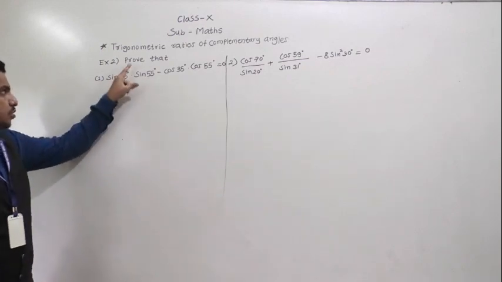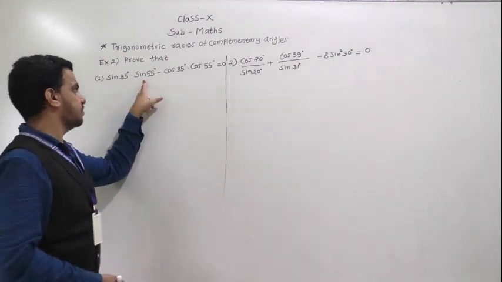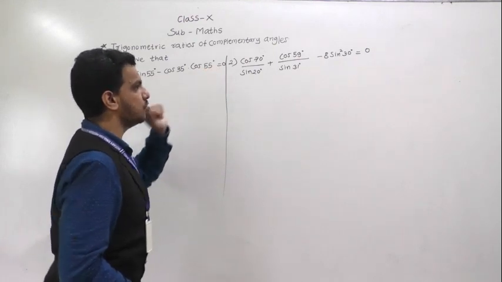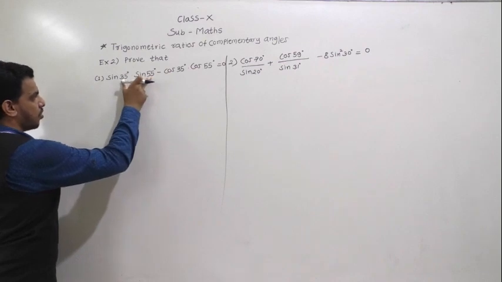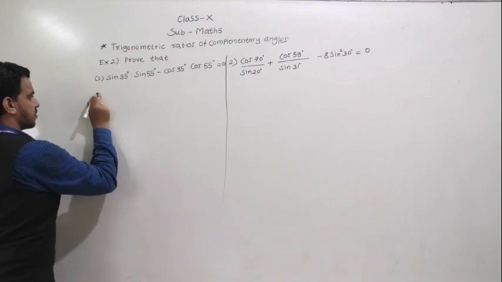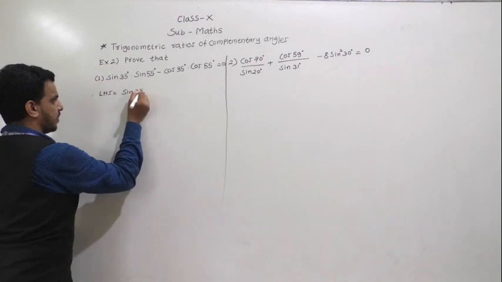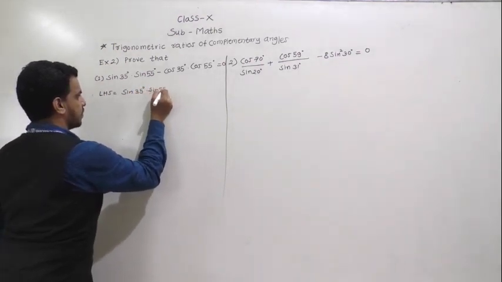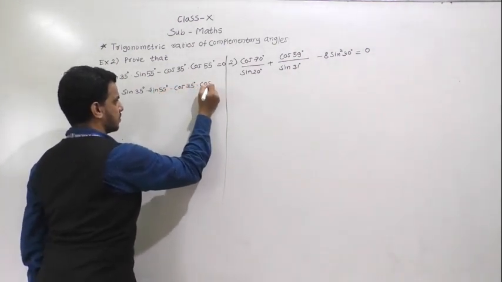The second example is: prove that sine 35 degree into sine 55 degree minus cos 35 degree into cos 55 degree is equal to 0. Now here, 35 degree and 55 degree are complementary angles. So in this one, I am taking the LHS first. LHS is equal to sine 35 degree into sine 55 degree minus cos 35 degree into cos 55 degree.